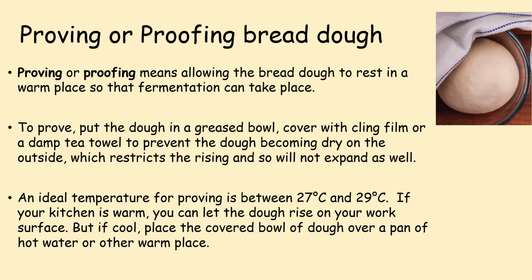Proving or proofing bread dough means to allow the dough to rest in a warm place so that fermentation can occur. To proof, put the dough into a greased bowl, cover with cling film or a damp tea towel. This helps to prevent the dough becoming dry on the outside, which restricts the rising, and so the dough will not expand as well. An ideal temperature for proving is between 27 degrees and 29 degrees Celsius.